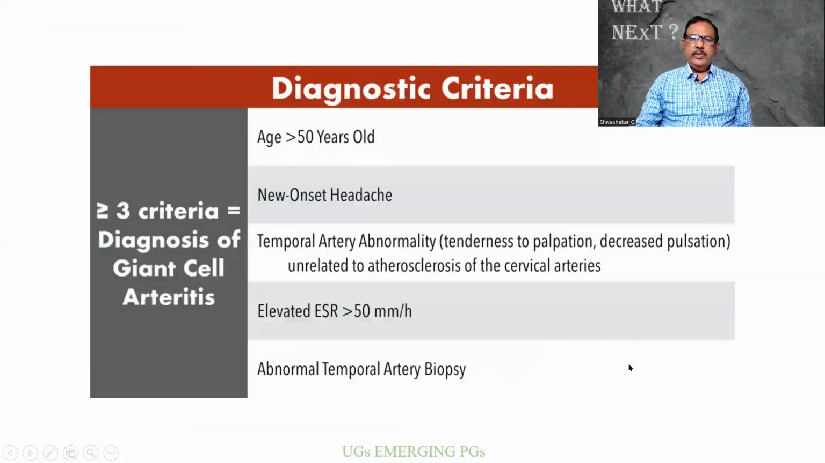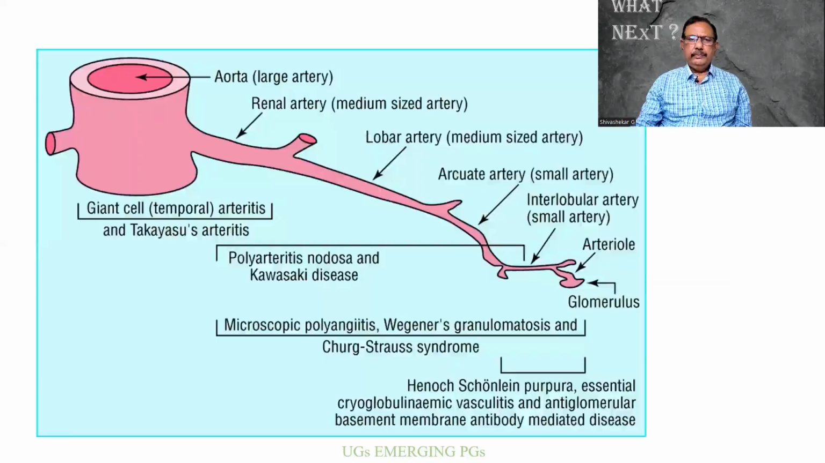In summary, the diagnostic criteria can be: age more than 50 years, new onset headache, temporal artery abnormality in the form of palpation as well as pulsation and thickening, ESR is raised and abnormal temporal artery biopsy. At least 3 of these should be there for diagnosing the so-called giant cell arteritis.